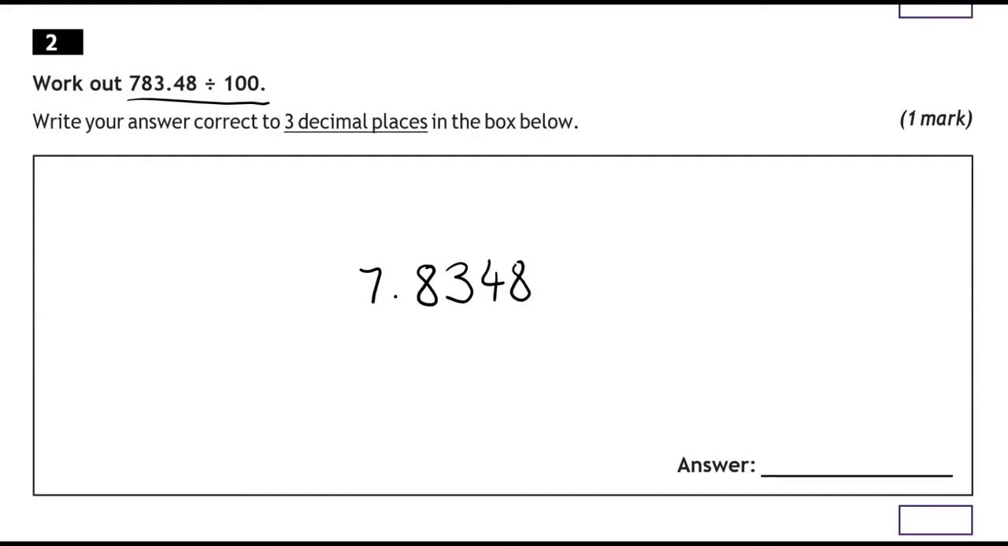So that means having 3 digits after the decimal point. There is 1, 2, 3. So we need to get rid of the 8. Now we know that because it's higher than 5, this is going to make the 4 into a 5. So rounding up, in other words. So the answer is 7.835.